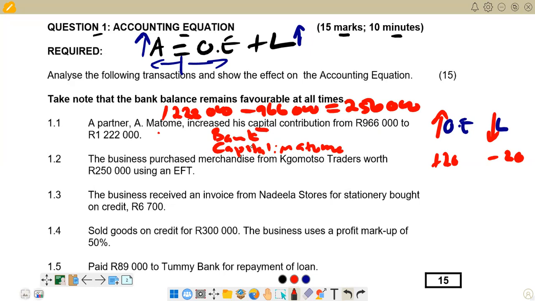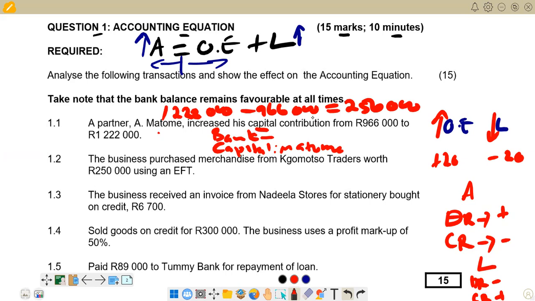So bank is the one which is receiving, and remember, bank is an asset. So whenever we debit an asset, it's a plus. On assets, whenever we debit them, we should show it by a positive sign. But when we credit an asset, you should show it by a negative sign. The opposite is true for liabilities again. On liabilities, if you debit, it becomes a negative. When you credit, it becomes a positive. So that's what we have.